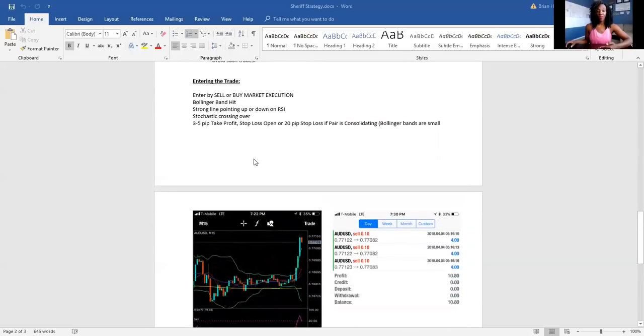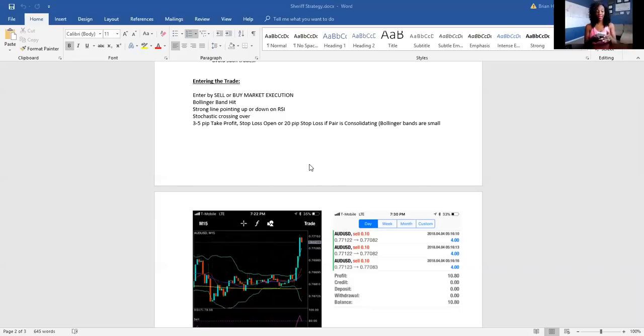So I have here just some notes for you entering the trade. You want to enter by sell or by market execution. When I see all of my confirmations lined up, I go to my phone, open up my MetaTrader 4, find the pair that I want to trade, pull it up, click on trade, and all I do is hit market or buy execution, and I just do it 2 times, okay? You enter the trade once, do it again, enter another time, and now you're entering the trade twice. After I do that, the trade is usually running.